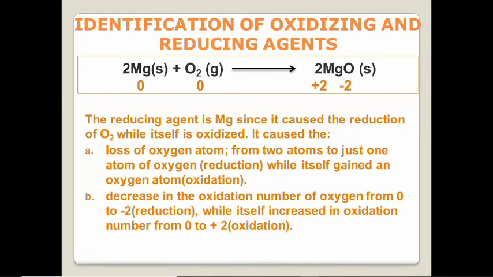That's a reduction in oxidation number. That is, oxygen has undergone reduction, showing that magnesium has caused oxygen to undergo reduction, while magnesium itself has undergone oxidation. Therefore, it has been verified that the reducing agent in this equation is magnesium.